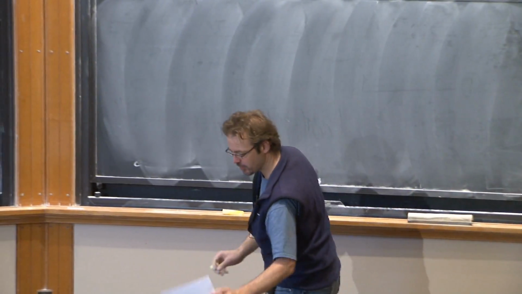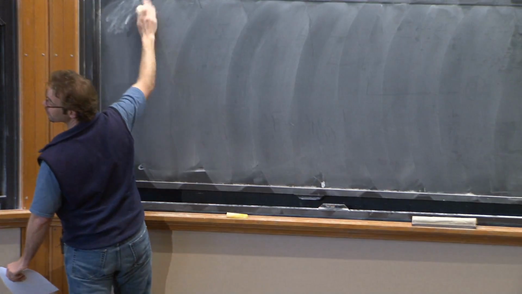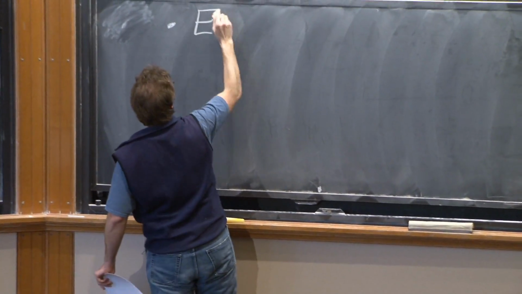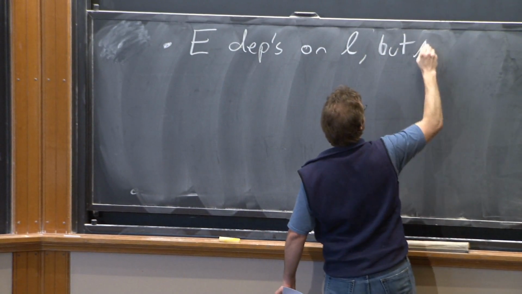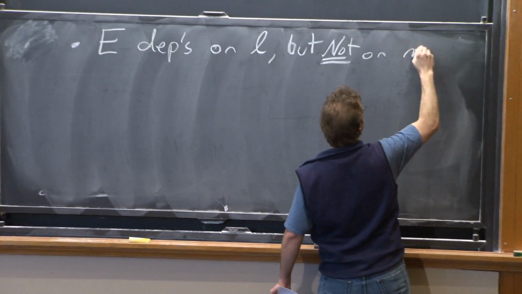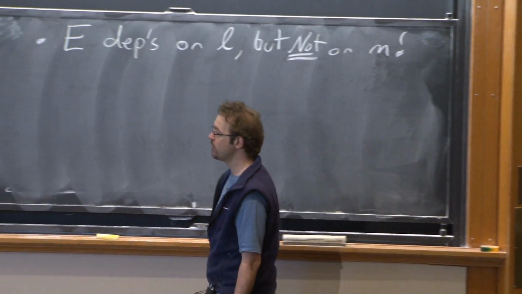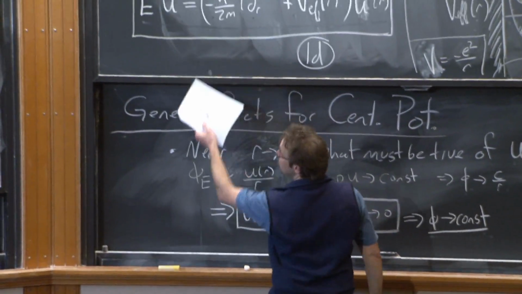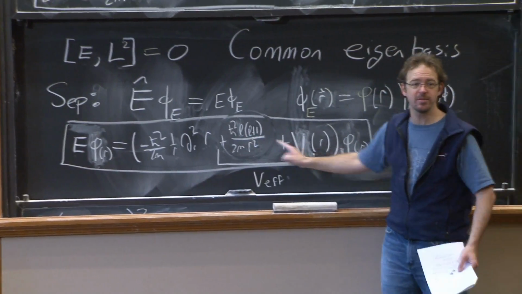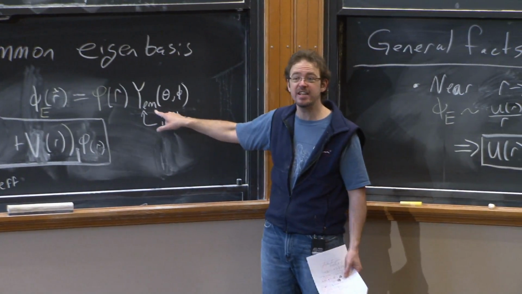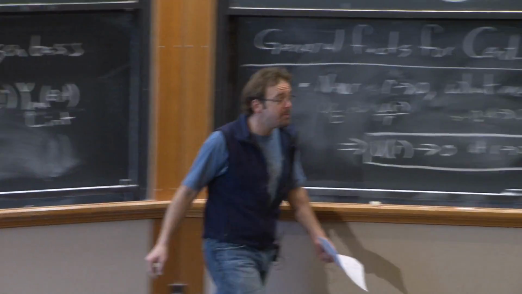So the next one, and this is really the fun one, is that the energy depends on L but not on M. Just explicitly, in the energy eigenvalue equation, we have the angular momentum showing up in the effective potential, little l. But little m appears absolutely nowhere except in our choice of spherical harmonic. For any different m, and this was pointed out before, we would have got the same equation. And that means that the energy eigenvalue can depend on L, but it can't depend on M.